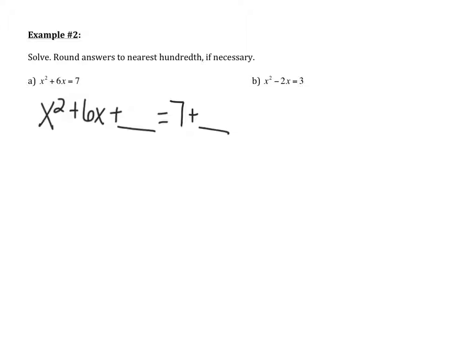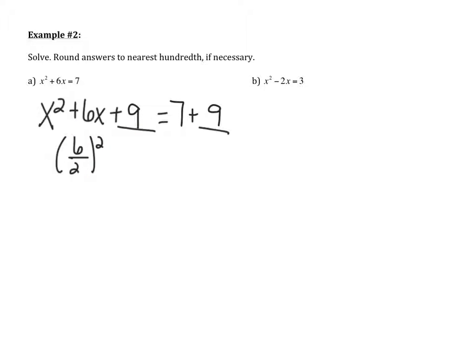So now I'm going to complete the square. If I have 6 as my b term, I take that number, I divide by 2, and square it. So 6 divided by 2 is 3, 3 squared is 9. And if I add 9 to this side, I have to add 9 to this side so that my equation again stays balanced. So now that I've made this side of the equation a perfect square trinomial, I'm going to factor this down.